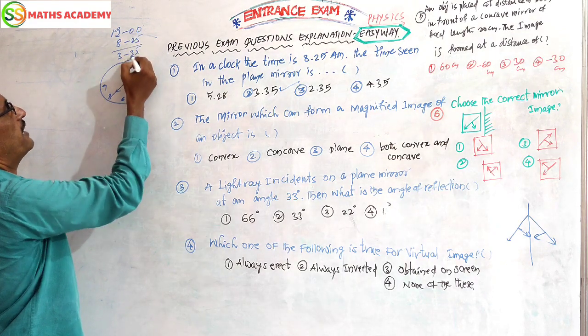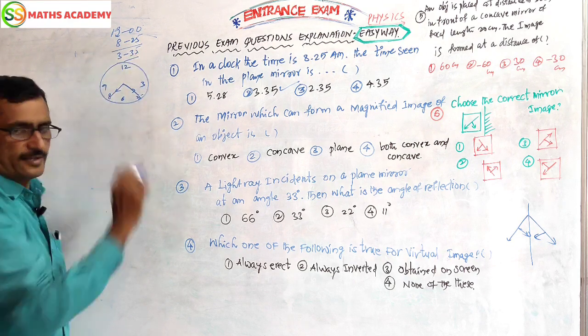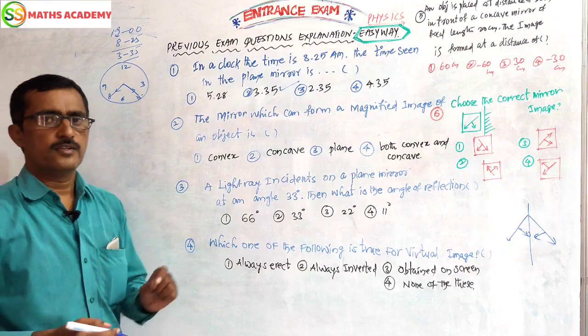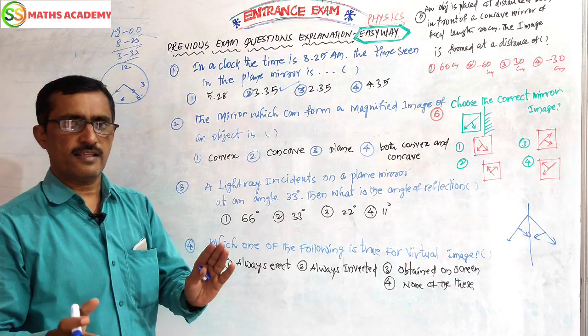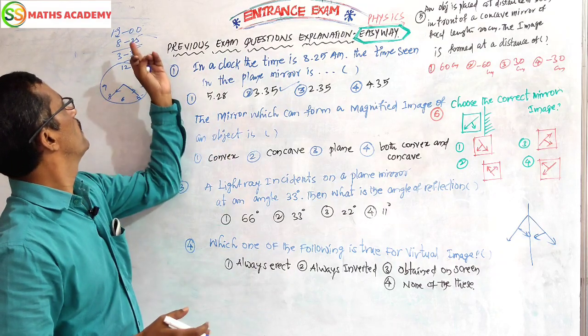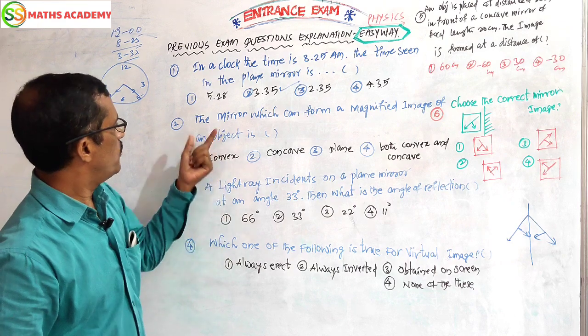One is carried to this side. Remaining 5 is there. 5 minus 2 is 3. And here 11 is there. 11 minus 8 is 3. This is the correct answer. So what do you do? If any question is given like this, you have to subtract the given value from 12 o'clock. The answer is available exactly.